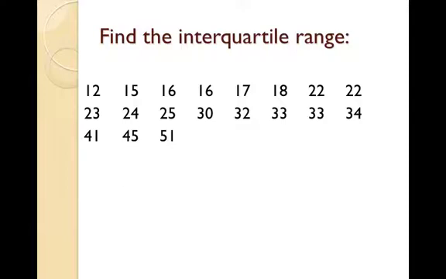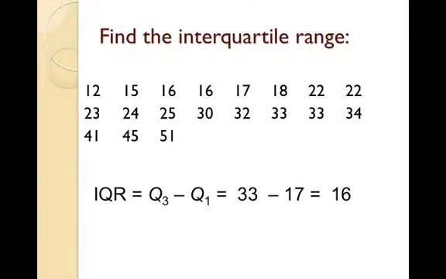Okay, we want to find the interquartile range, so we just do Q3 minus Q1. That's 33 minus 17, and so you get 16. So there's 16 units of spread in the middle 50% of the data.